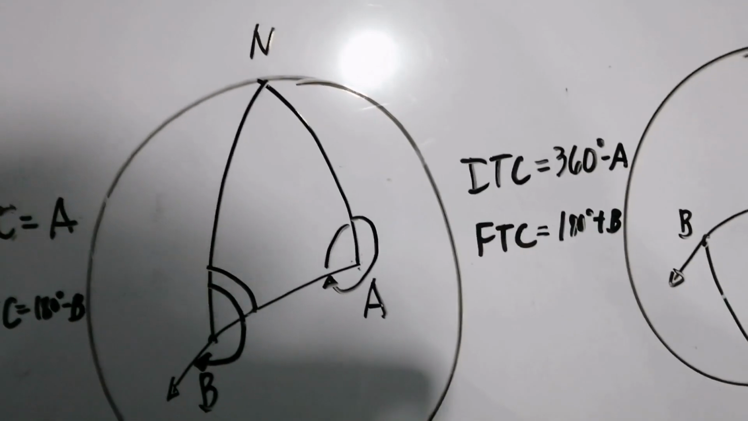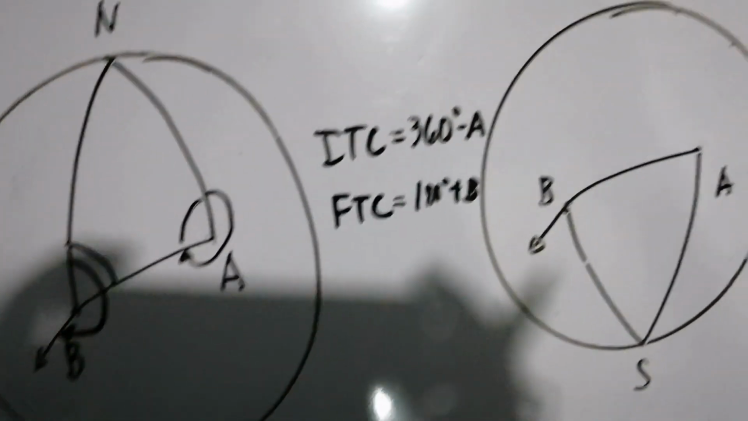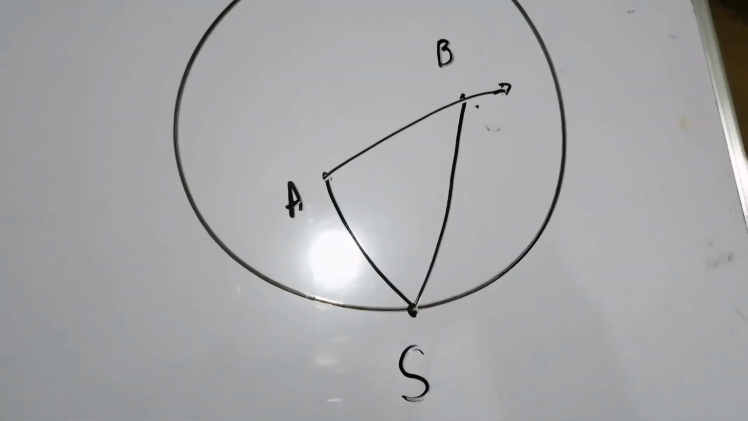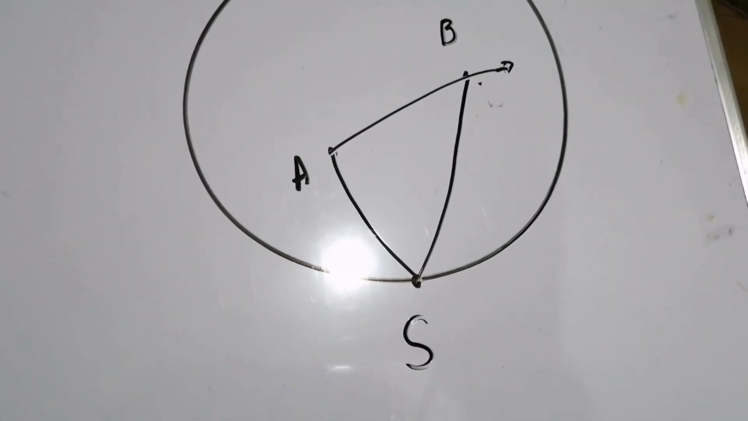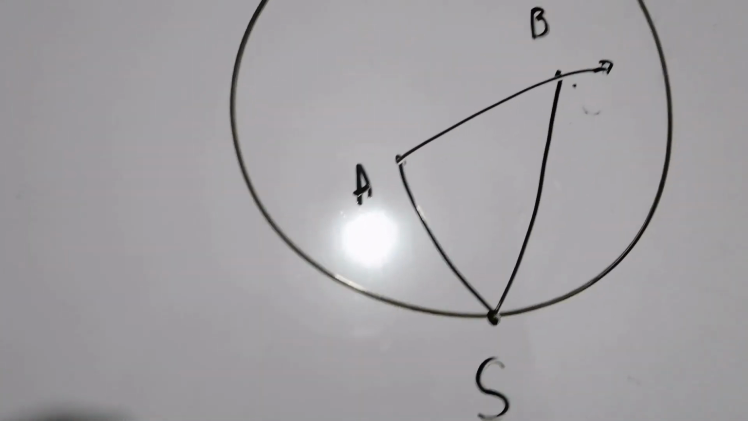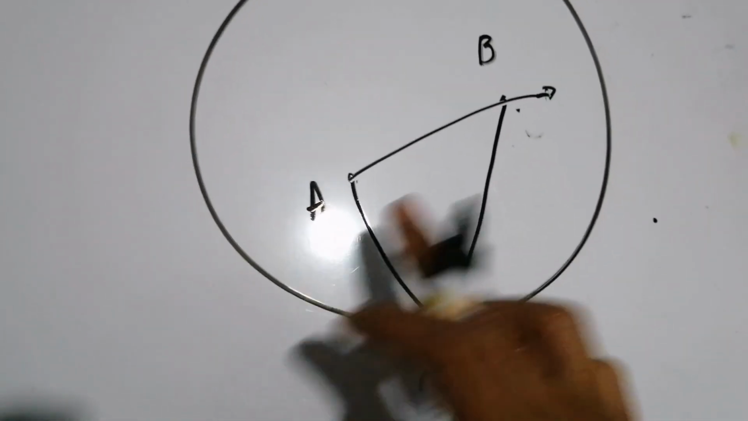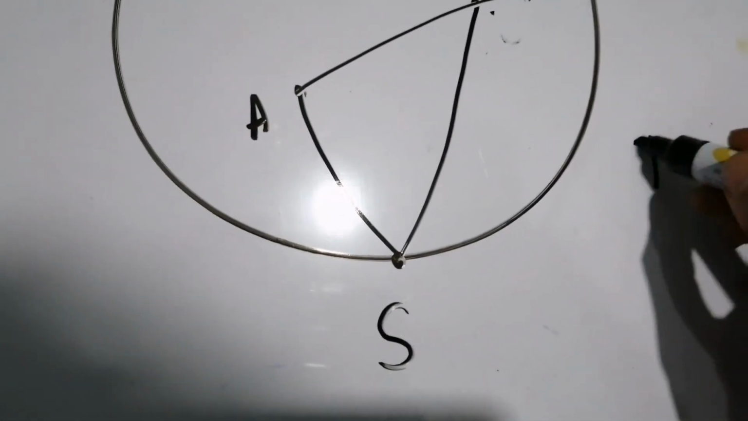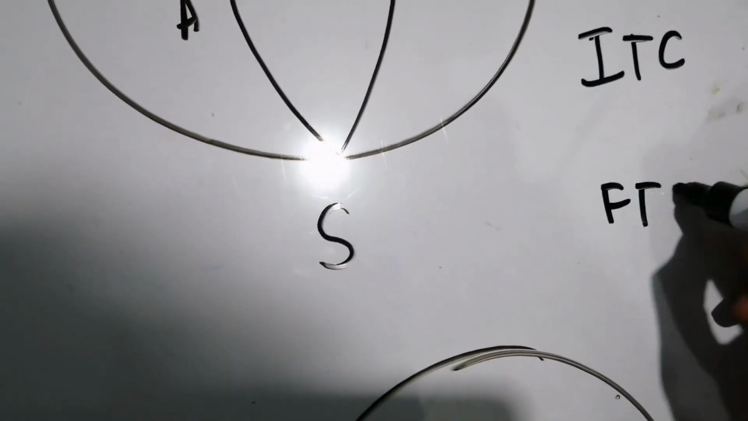Okay, the third and the fourth possibilities are when we are to use the south pole instead of the north pole in getting the initial and the final true courses, just like this one. So the same thing. The first one is when your point A is to the right of your angle B. How are you going to find the initial true course and your final true course here?